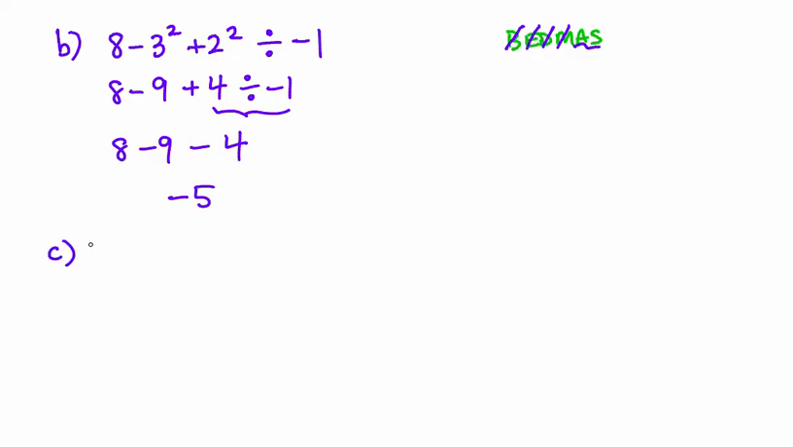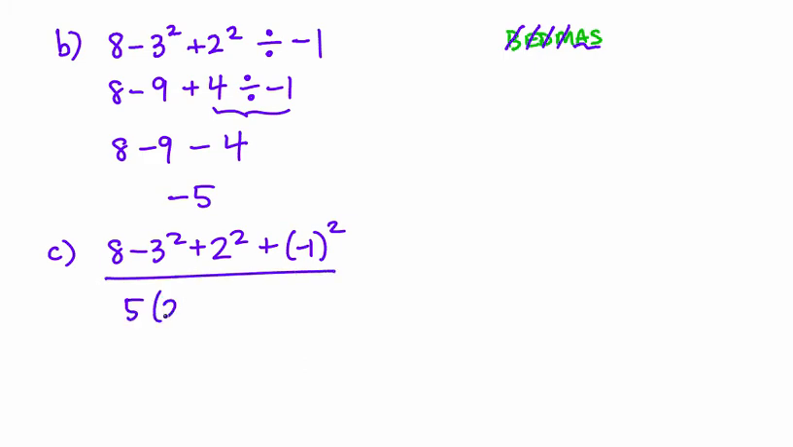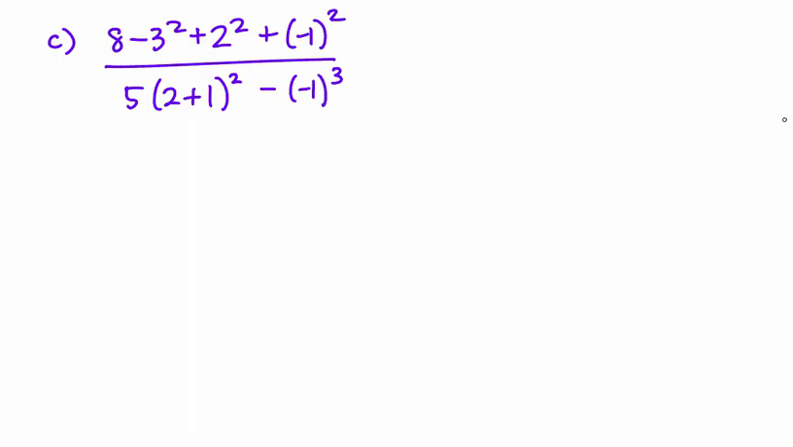Here's a third example. 8 minus 3 squared plus 2 squared plus negative 1 squared over 5, 2 plus 1 squared minus negative 1 cubed. I'll give myself a little bit more room here to do this. And by the way, as you're watching these videos, it might be a good time, in this case, to pause this video if you haven't printed out the notes, if you're actually writing the notes, pause the video after this little commentary and try this question yourself. See if you can walk through BEDMAS and come to the same solution that I'm going to show you. So go ahead, pause it now and try it.